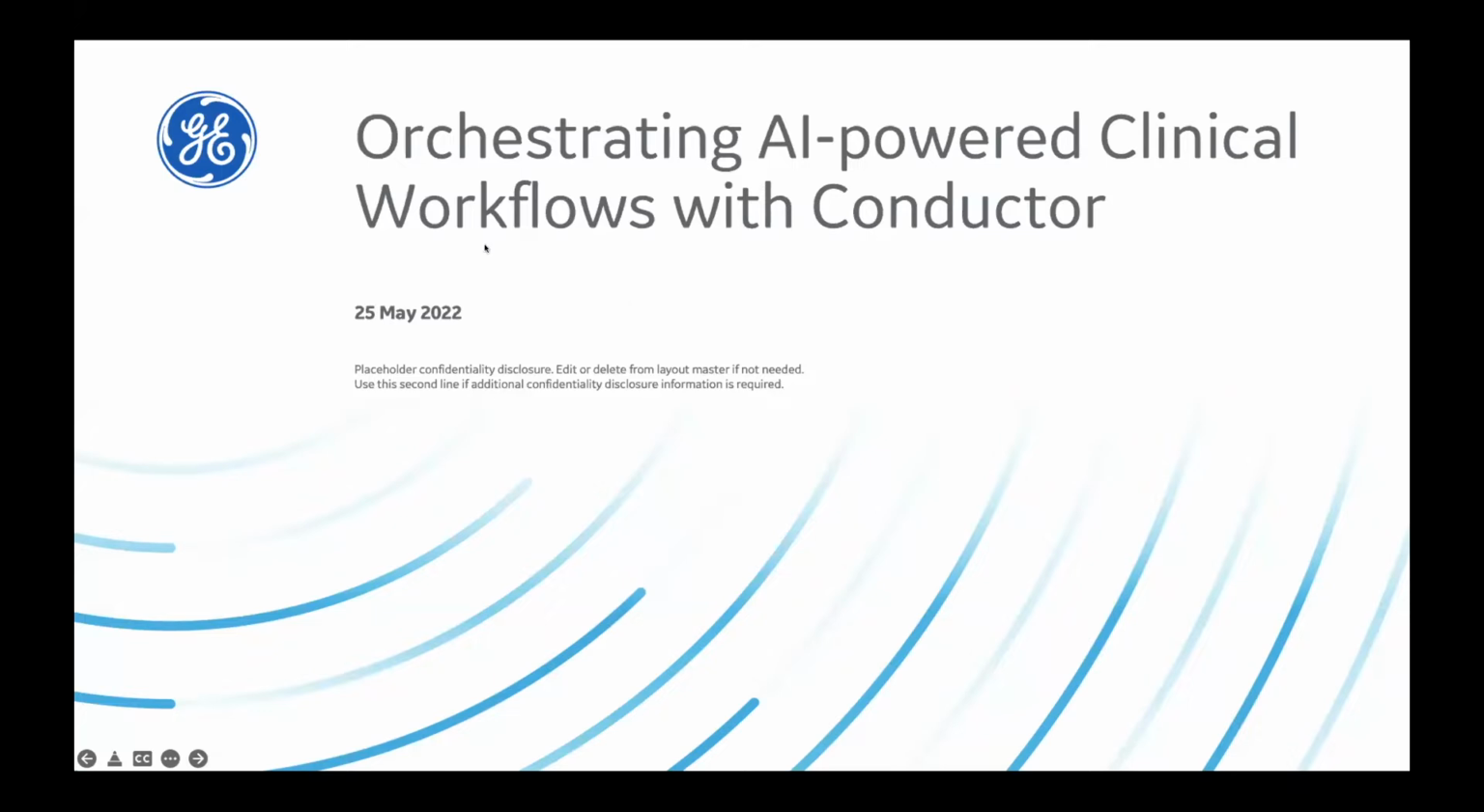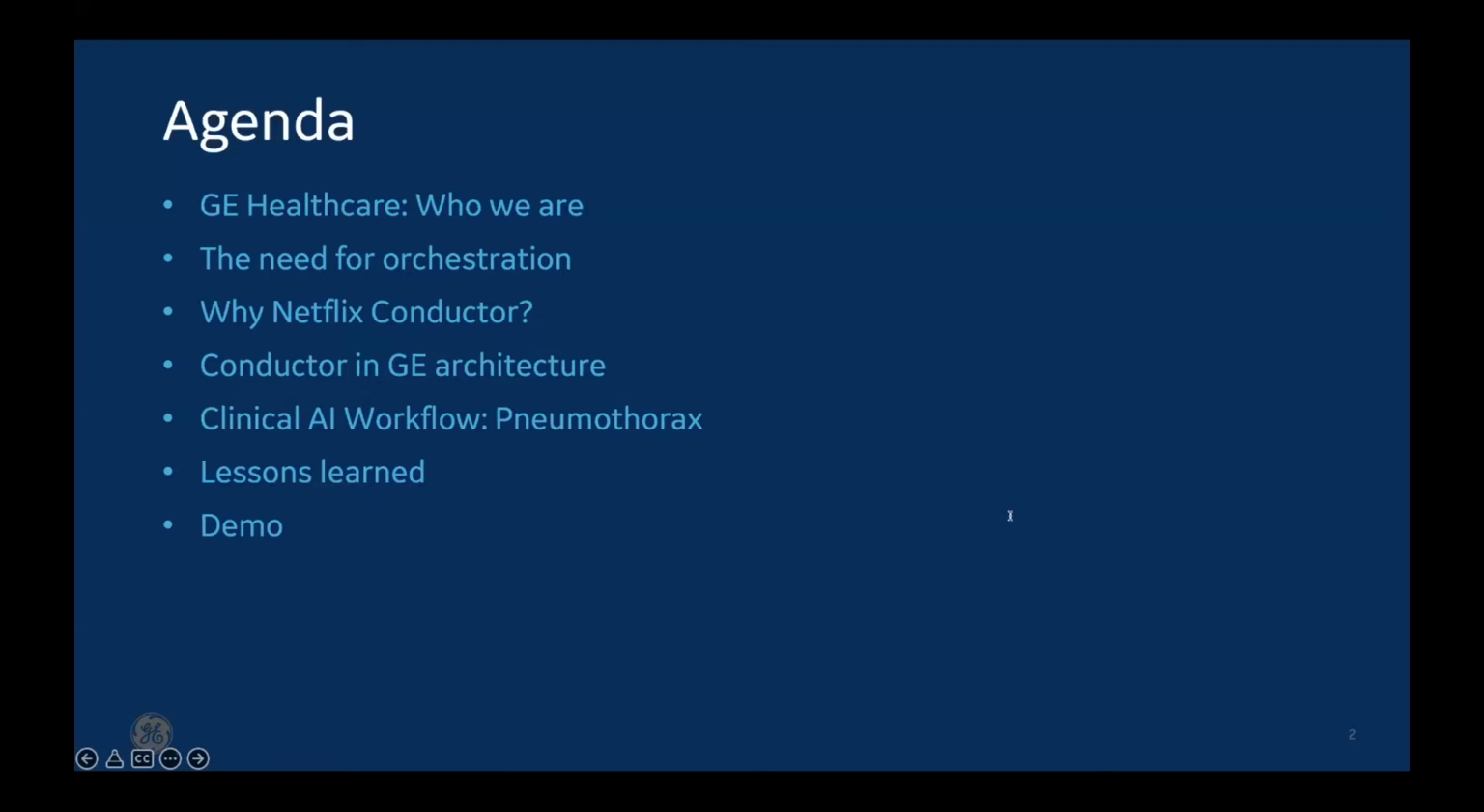Let's start first with the agenda we're going to cover in this meeting. First, a brief overview of who we are. Then the need for orchestration, our use case, why we went for Netflix Conductor, how it fits in our architecture, and then we go over a real example, which is the pneumothorax. I'll go over details on this one later in the meeting, and some lessons learned along the way. And then in the final demo, I'm going to do an end-to-end demo of the use case.